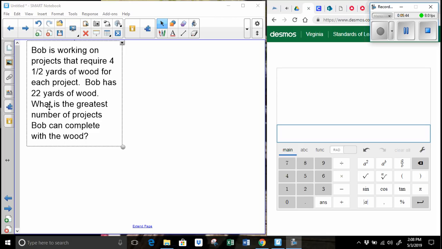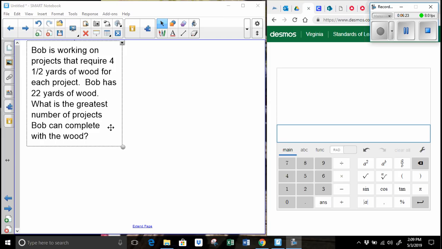So looking here, it says that he's got 22 yards of wood and each project requires 4.5 yards of wood. So anytime that you have a large amount, or it could be a small amount, and you're breaking it up into equal parts, you're going to want to divide. So you're going to take all of this wood that he has and divide it into equal parts, those equal parts being 4.5. So we're going to take that 22 and divide it by 4.5. Now, I'm going to show you how you can put it on Desmos to check your answer.